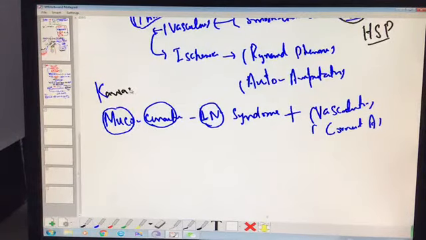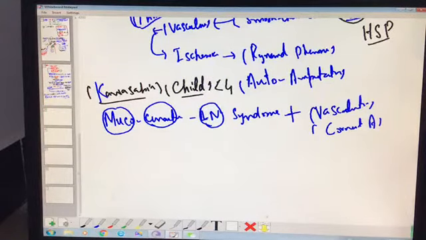We try to understand what happens to the child in Kawasaki disease. It appears in childhood, a disease of children less than 4 years of age. What happens with the mucosa? The oral mucosa becomes inflamed, mucositis, which leads to strawberry tongue. That is one feature.